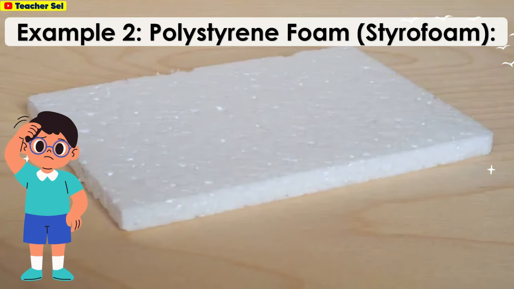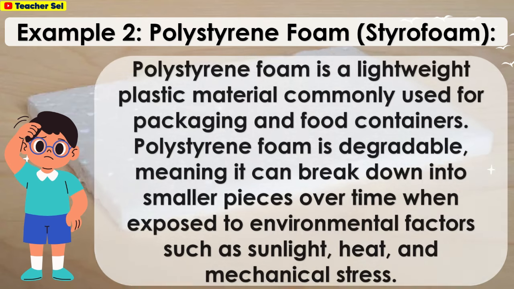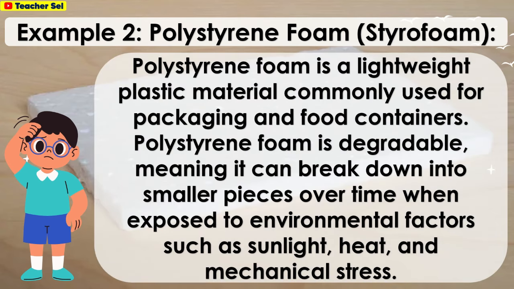Next, example 2, polystyrene foam or styrofoam. Polystyrene foam is a lightweight plastic material commonly used for packaging and food containers. Polystyrene foam is degradable, meaning it can break down into smaller pieces over time when exposed to environmental factors such as sunlight, heat, and mechanical stress.